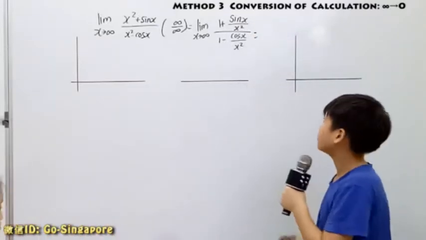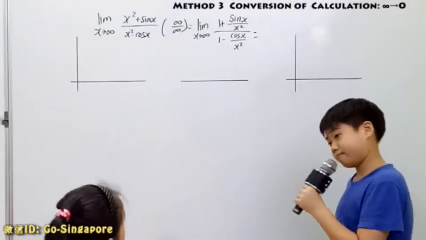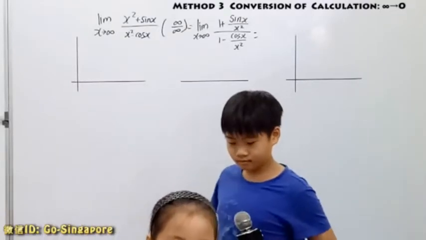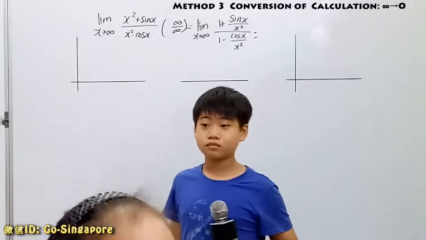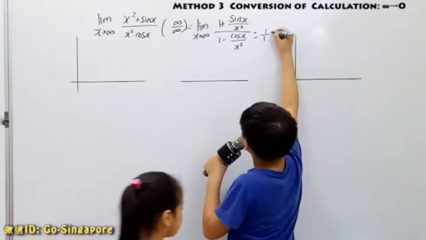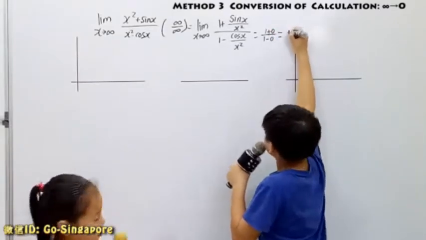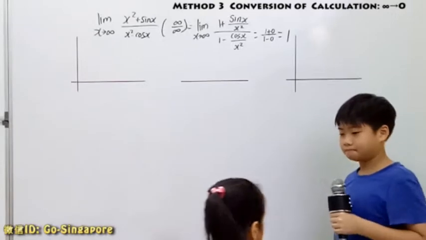A number over infinity, what is that? Of course, it's 0. So it's actually just 1 over 1, which is just 1.